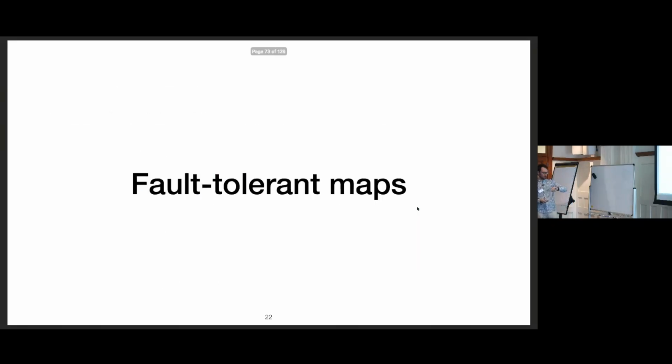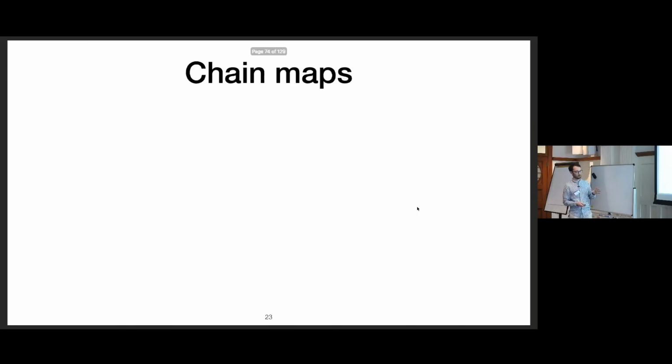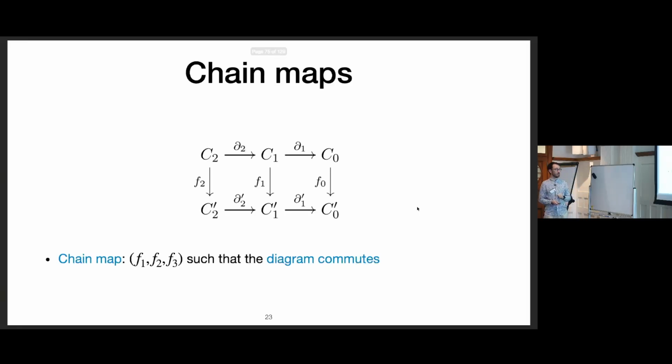Right. Okay, so now I can get to the meat of this talk. I want to talk about fault-tolerant maps. The first thing I need to define is a chain map, and basically we have this structure here. I have two chain complexes, let's say C and C prime, where I have these three spaces and these maps. You can think of this in your head as two quantum codes. And then I have these three maps here, F0, F1, and F2. These are maps from the 0-dimensional to the 0 here, the 1 to the 1, etc. And a chain map is just a set of maps like this, such that this diagram commutes.